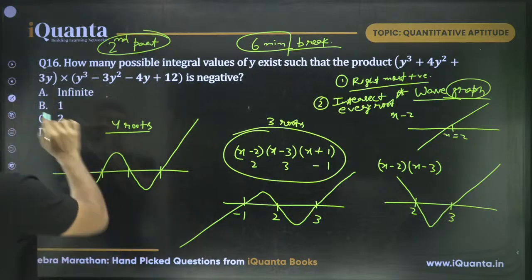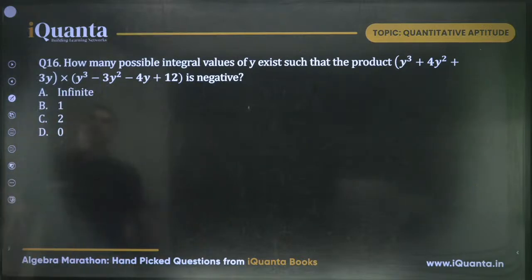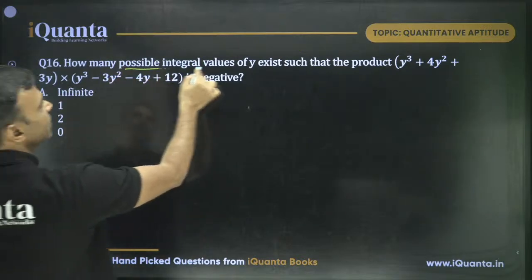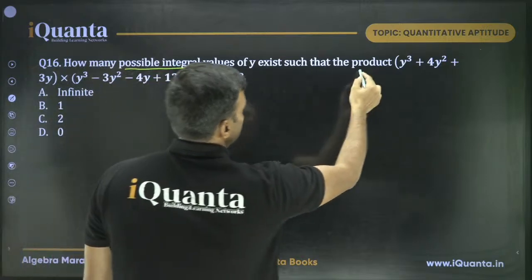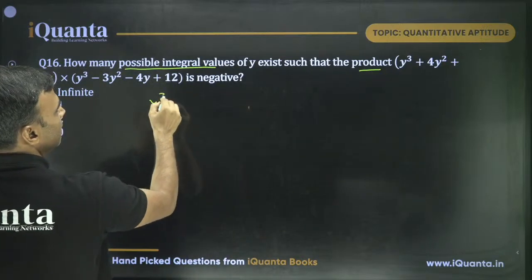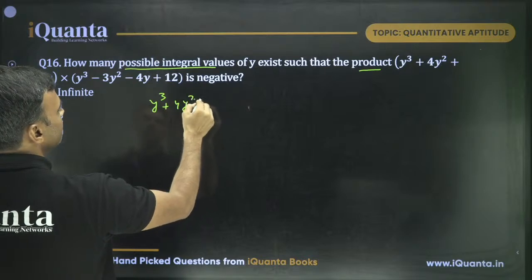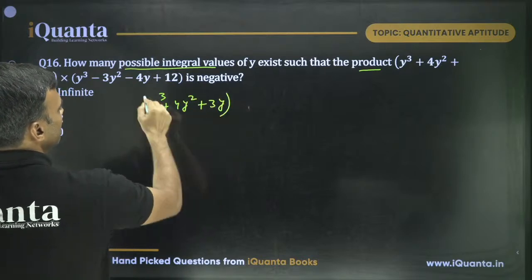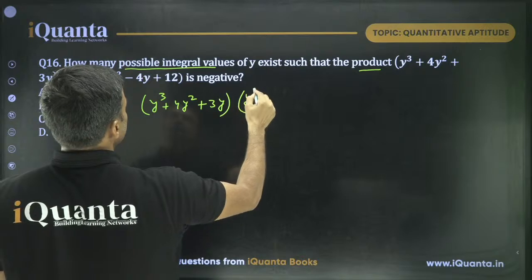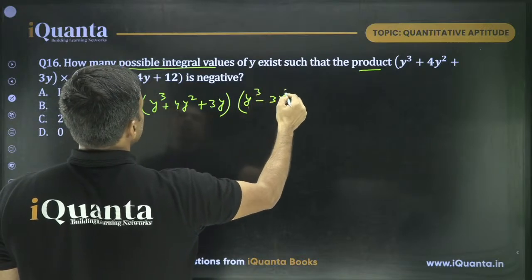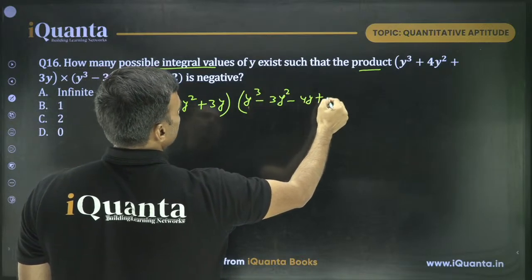Okay, perfect. So now I'll do this question. In this question it says: how many possible integral values of y exist such that the product y cube plus 4y square plus 3y into y cube minus 3y square minus 4y plus 12.